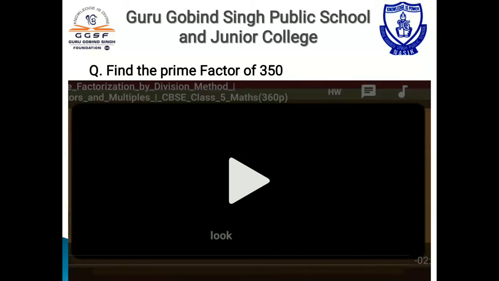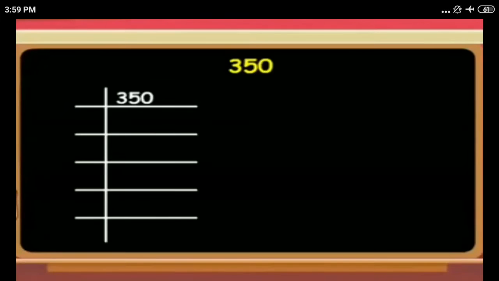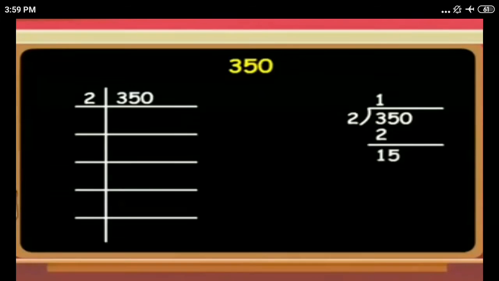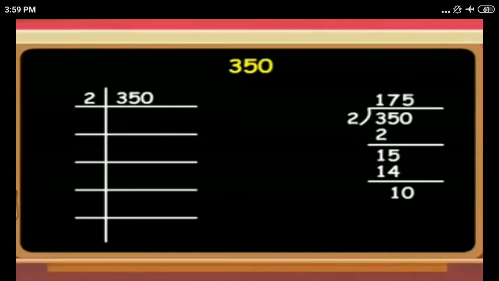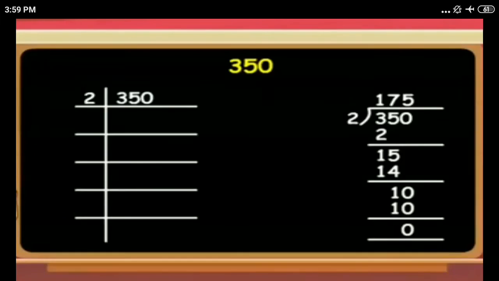Third, we are going to see the vertical method, the prime factors of 350. Number 350. Write it in table form. Now we need to find the smallest prime number that can divide 350. If we take 2 and divide 350 by 2, it is completely divisible, that is, the remainder is 0. So the quotient 175 is written below 350.